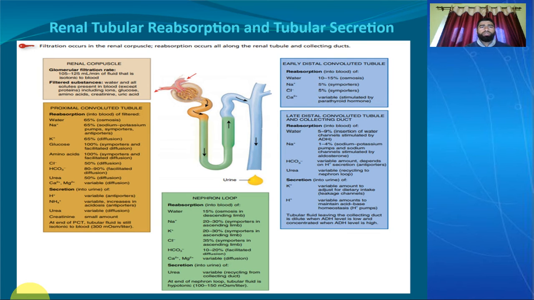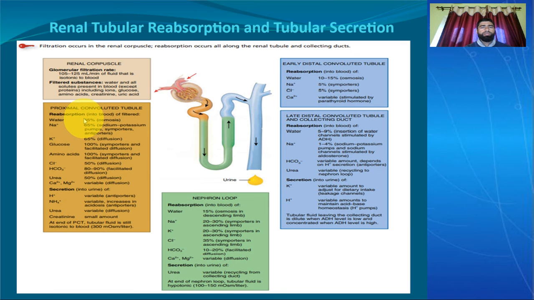Here the slide shows renal tubular reabsorption and tubular secretion. As already told, this is the Bowman's capsule, it is followed by PCT, loop of Henle, DCT, and collecting duct. These different portions of the nephron show differences in terms of reabsorption and secretion. We can see the proximal convoluted tubule. This is the portion where the filtration happens.